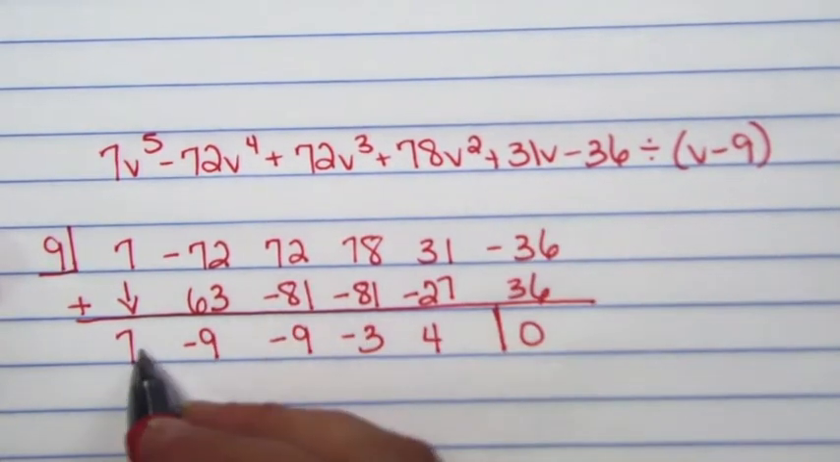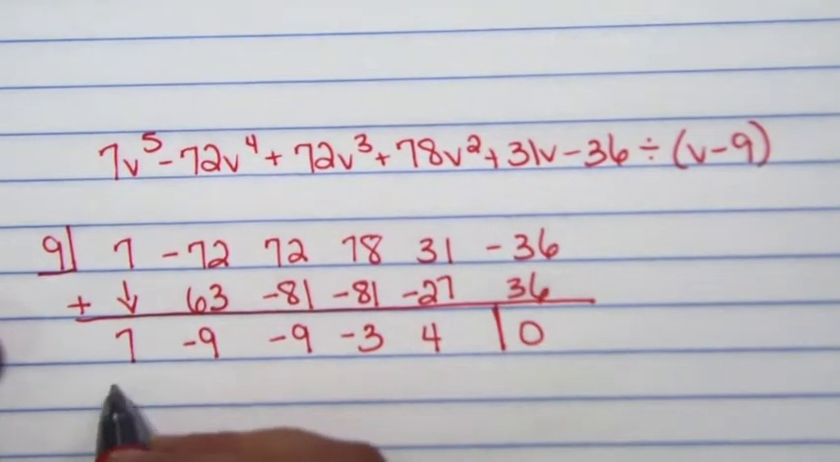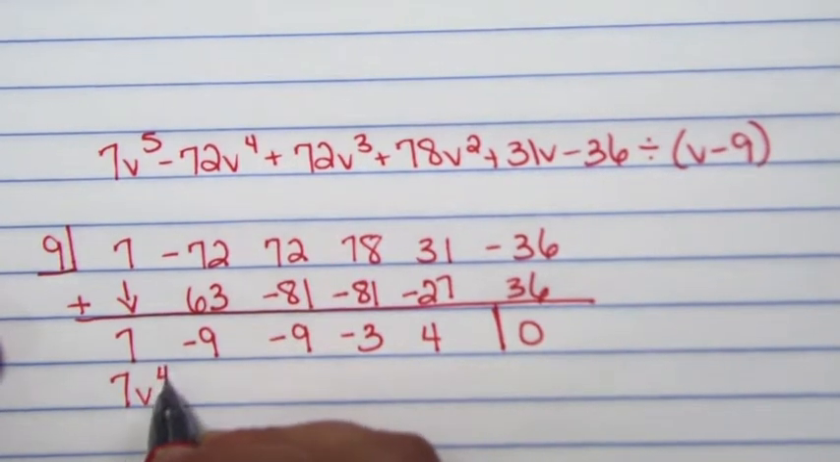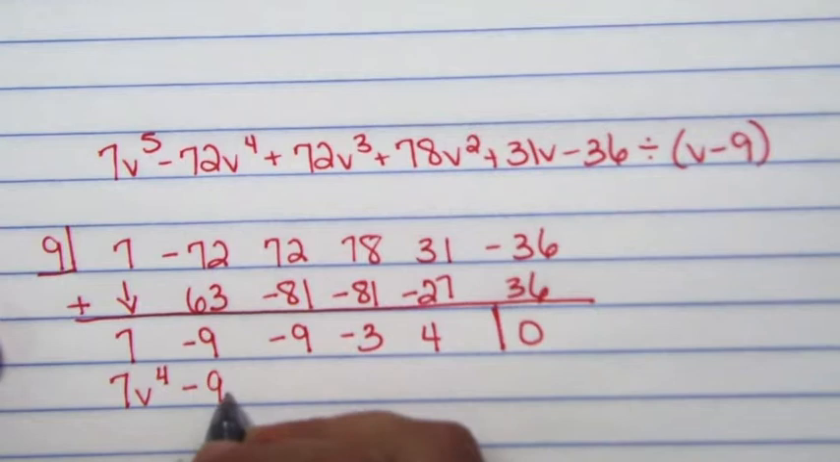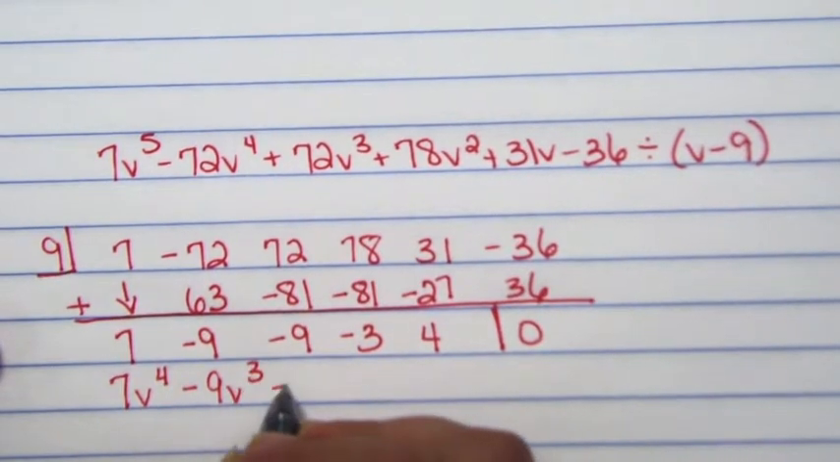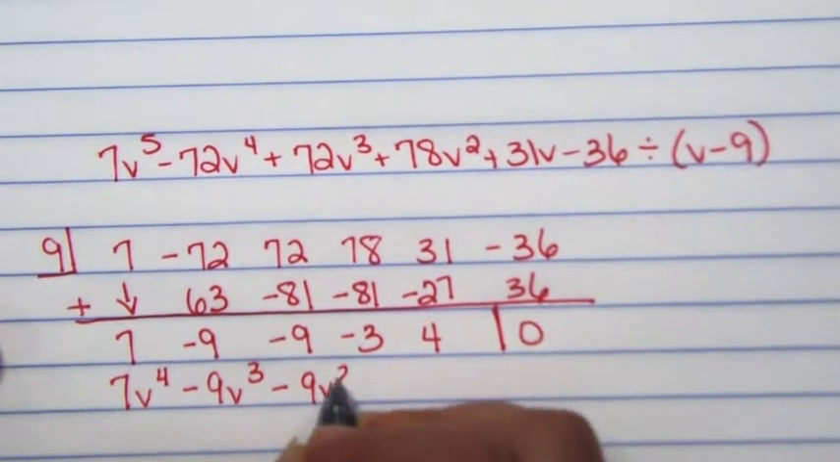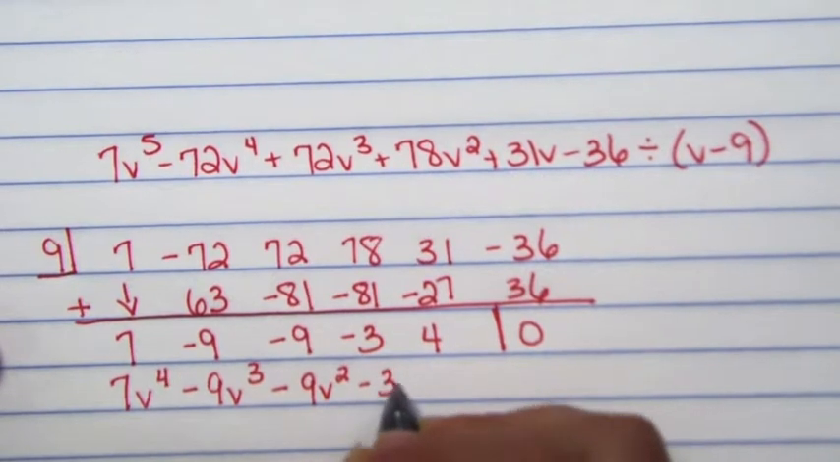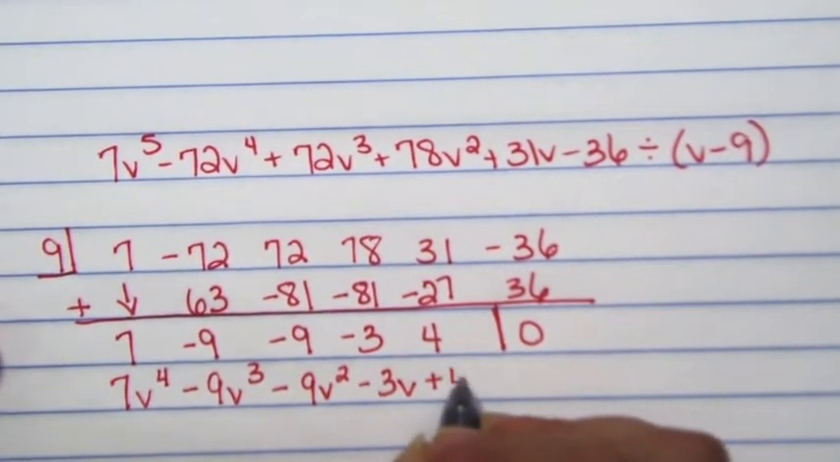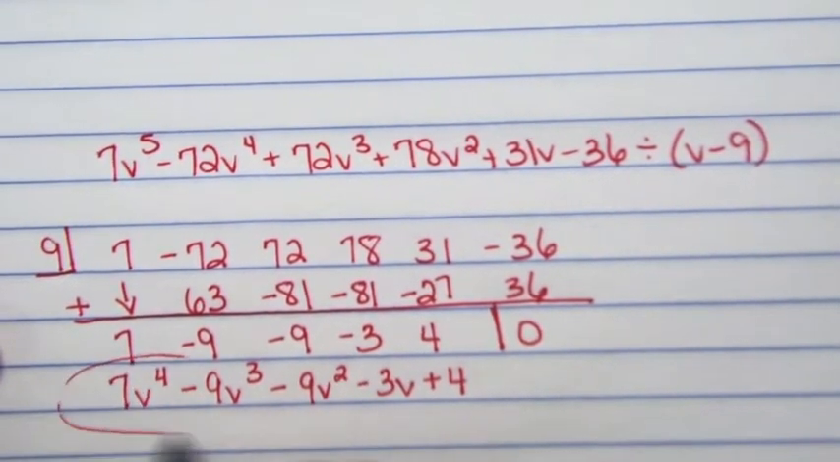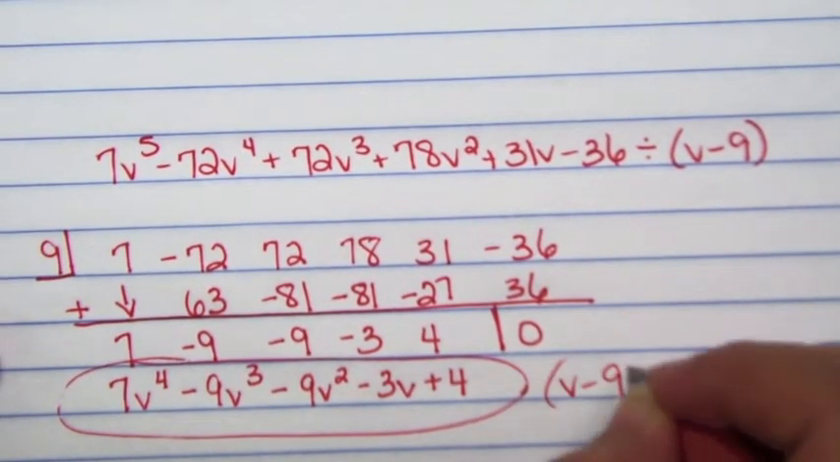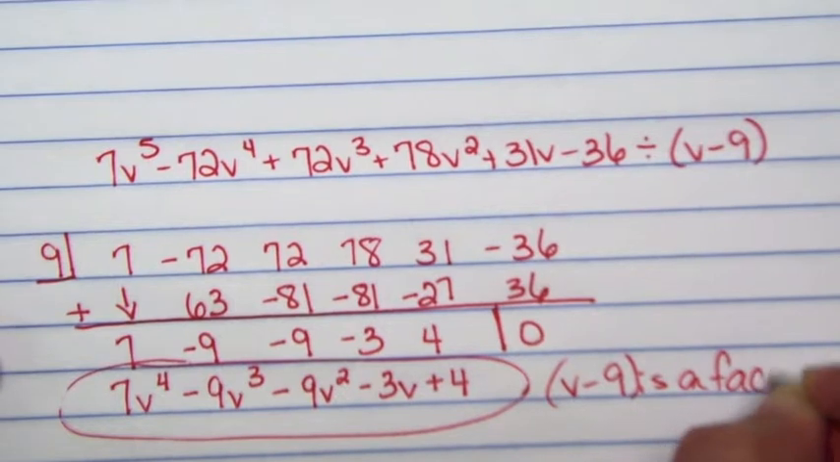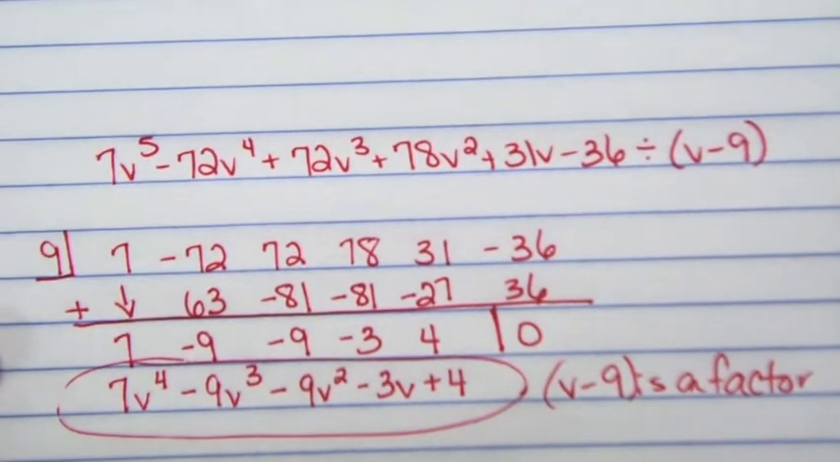We're going to go back in and add in our variables again. So it's 7v to the fourth, because we'll go down 1 from the 5, minus 9v cubed, minus 9v squared, minus 3v plus 4. And that is our answer. And v minus 9 is a factor. And that's how you do synthetic division.